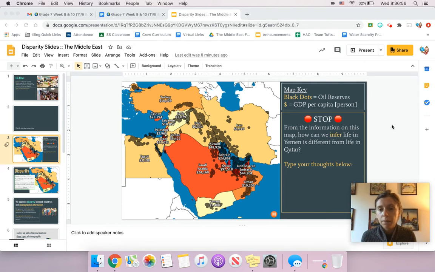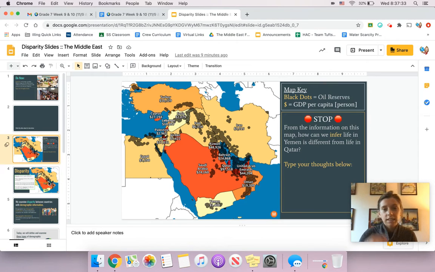So we need to compare Yemen and Qatar. Yemen's GDP per capita is $1,408. Qatar's GDP per capita is $97,518. So there's a substantial difference there. Based off that difference, your task is to make an inference about how life would be different in these two different places. It can really be any inference. Think about, how does having more money impact your way of life? Any answer to that question would be appropriate here.